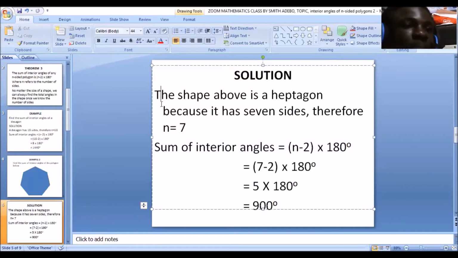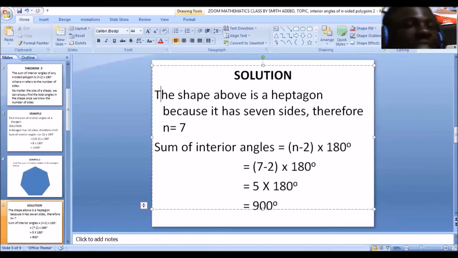So like I said, the sum of interior angles is (n, the number of sides, minus 2) times 180 degrees. Our number of sides is 7, so (7 minus 2) multiplied by 180 degrees. Now, what's 7 minus 2? 7 minus 2 gives you 5 multiplied by 180 degrees. Now, 5 multiplied by 180 degrees gives you 900 degrees.